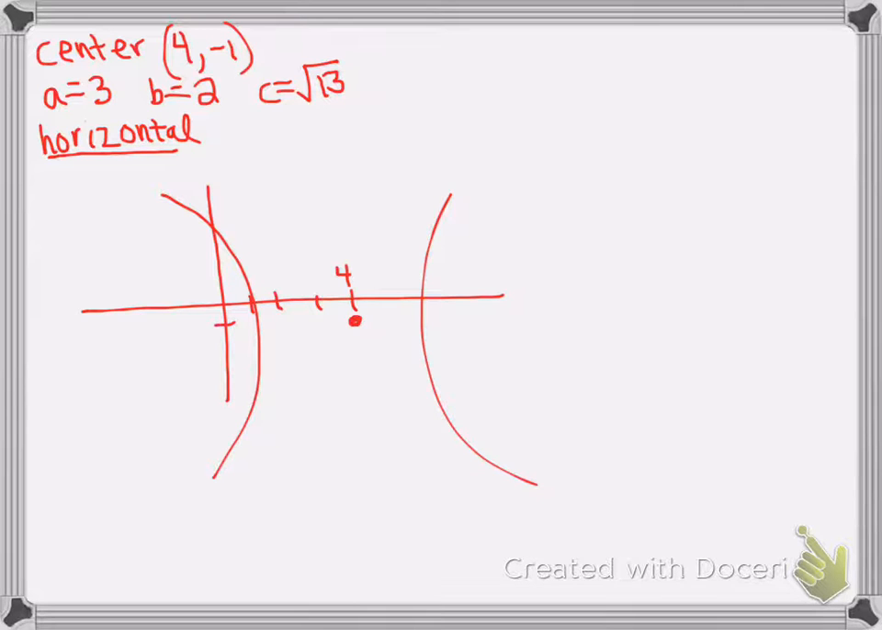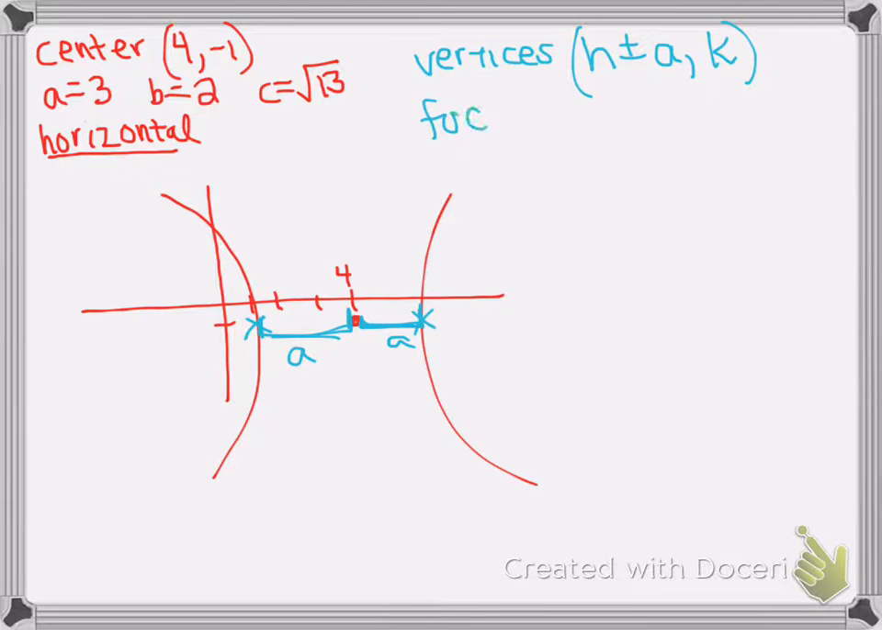What I need to find is the distance from the center to the vertex. I already know this. That's going to be a distance of a. To figure out what that vertex is going to be, the y value does not change. So to figure out where the vertices are, if it's not centered at 0, 0, for a horizontal, it's going to be h plus or minus a, comma k. And then my foci are going to be h plus or minus c, comma k. That's because it's a horizontal.